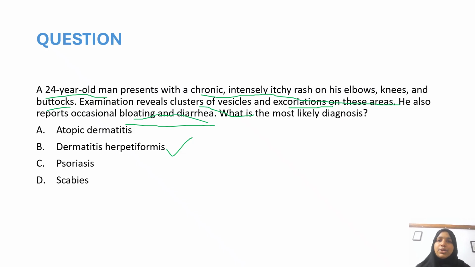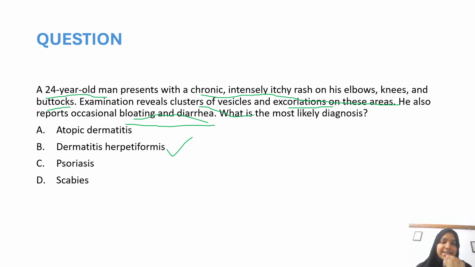It can be in adults also if it's being prolonged for a very long time, but there usually will be a history of allergy. Psoriasis, the description is entirely different. It's not vesicles, it's going to be silvery scaly lesions, which again can be intensely itchy, usually on the extensor surface. If it's on the flexor, it's called an inverse psoriasis. So usually it's on the extensor surface.